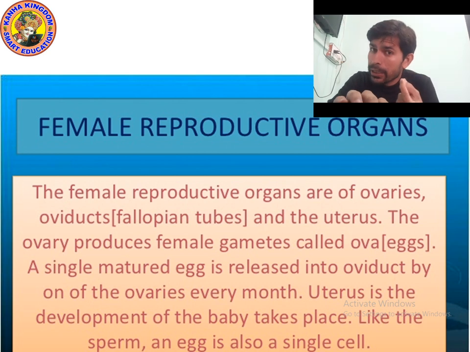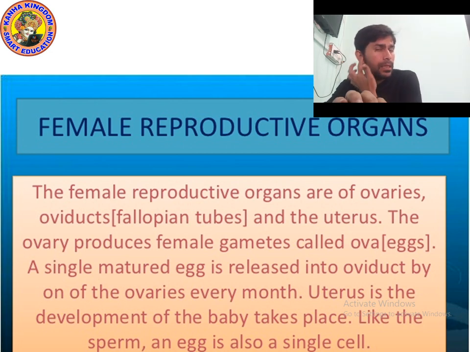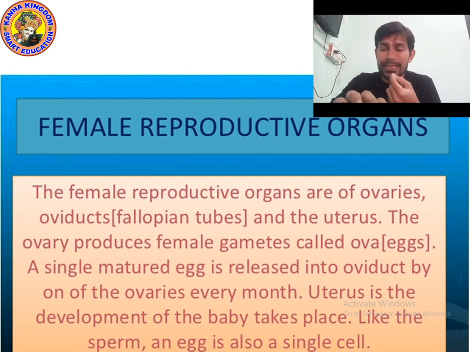Ovum is singular, ova is plural. The female cell is also known as female gamete, ovum, or egg. This is the biggest cell in a female body. We will see their pictures also. We will study about zygote and fertilization with the help of different pictures.